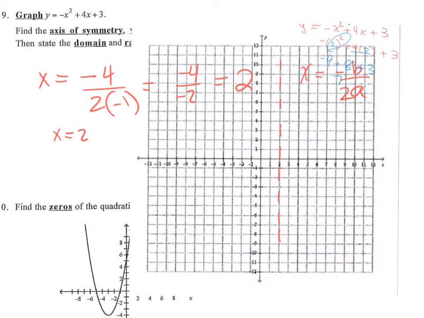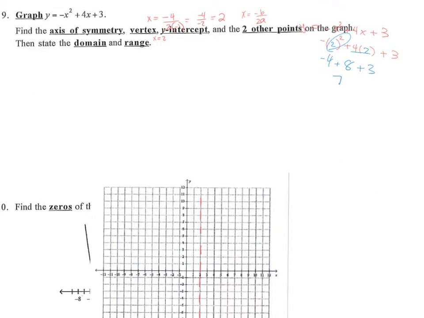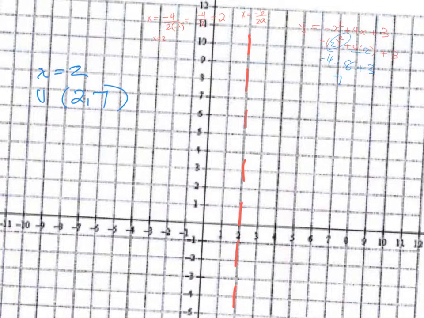So when I go to write down the vertex, we have x equals 2 as the axis of symmetry. The vertex is (2, 7). Then I can graph it on here. (2, 7) is right there. That's my vertex.